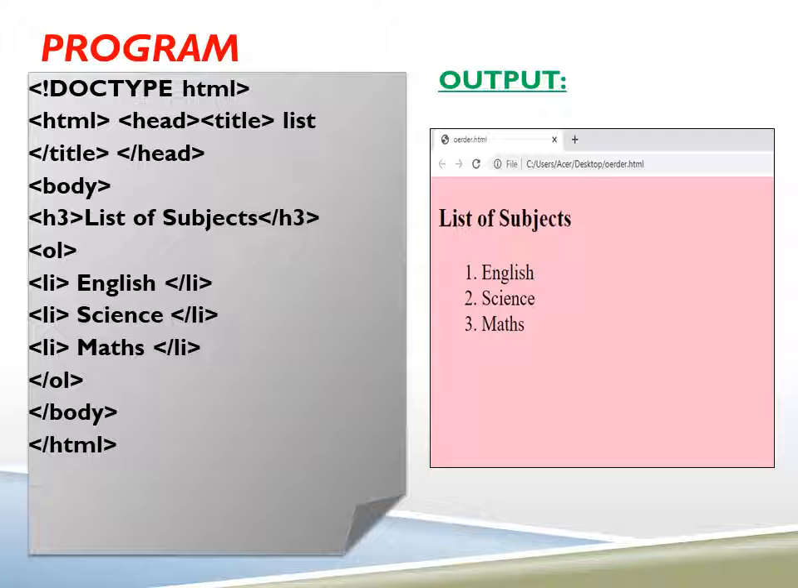Now on the right side you can see the output of the code, which is the list of subjects and then the list. Here you can see the numbers are coming before the list names, so an ordered list gives numbering to the list.